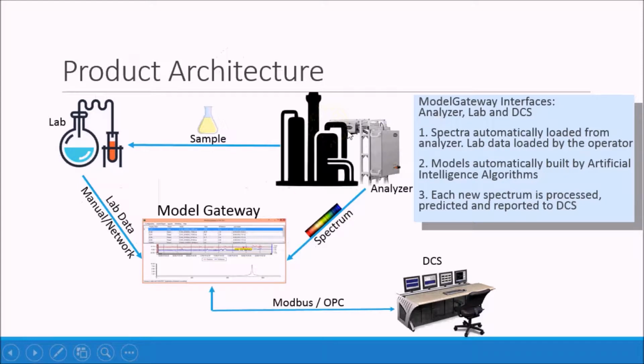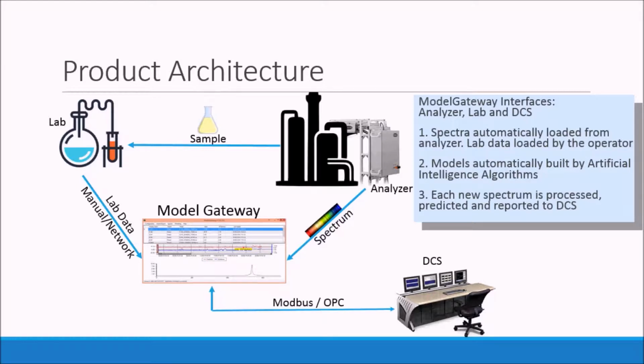So the software has three interfaces. The first is the analyzer interface. This interface is used for automatically collecting every new spectrum that is being acquired by the analyzer. The spectrum is being loaded and saved into the Model Gateway local database. The second interface goes to the lab data, where lab data can be loaded either manually or automatically over the network from a LIMS software into the Model Gateway database.